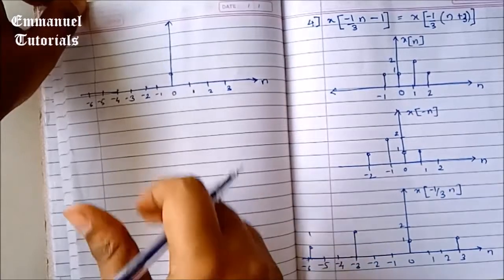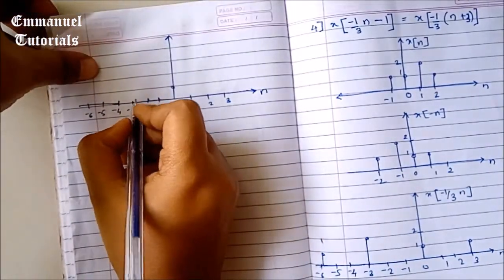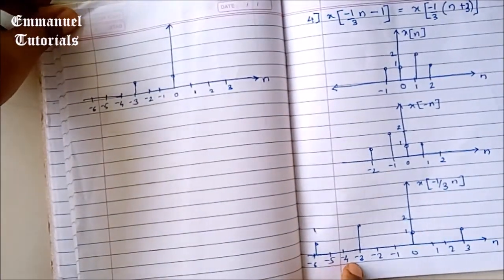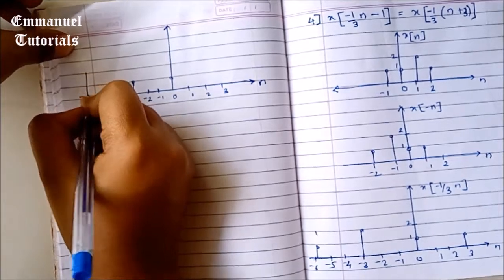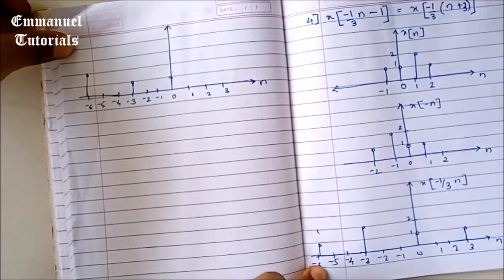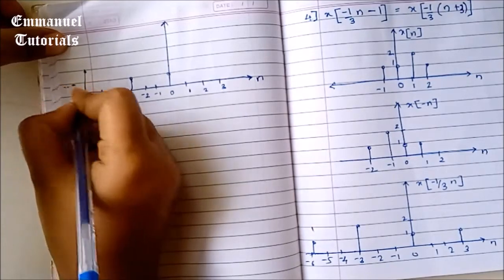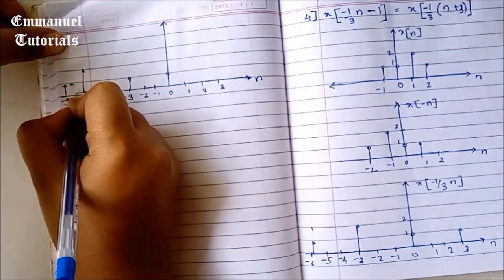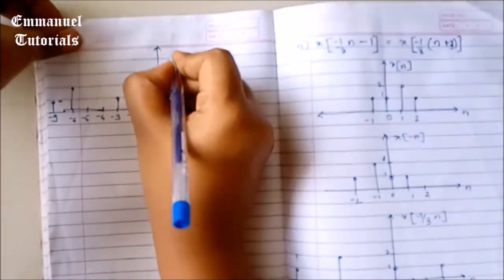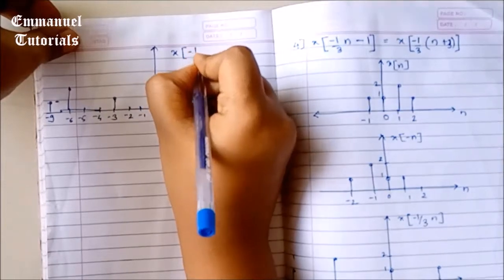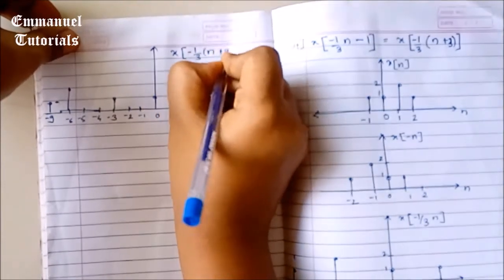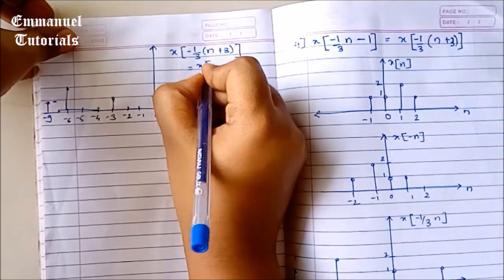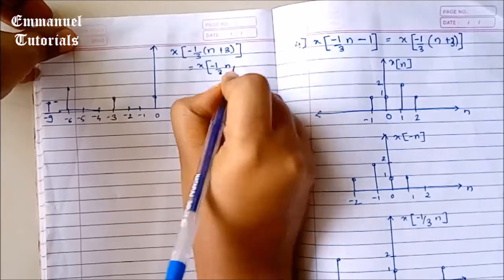At 0 minus 3, that is at minus 3, the amplitude will be plus 1. At minus 3 minus 3, which is minus 6, the amplitude would be plus 2. And at minus 6 minus 3, which is minus 9, the amplitude will be plus 1. So this will be the resultant signal, which is x of minus 1 by 3 n plus 3, which is x of minus 1 by 3 n minus 1.